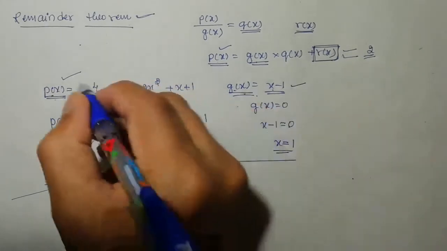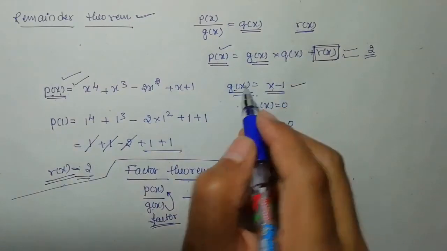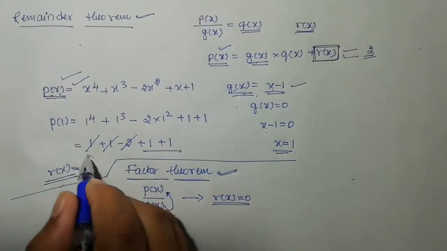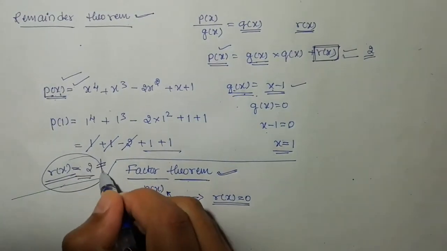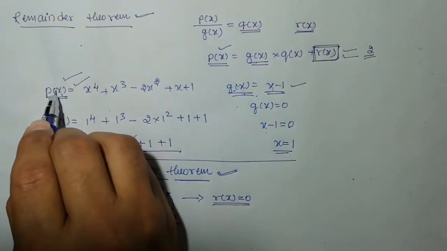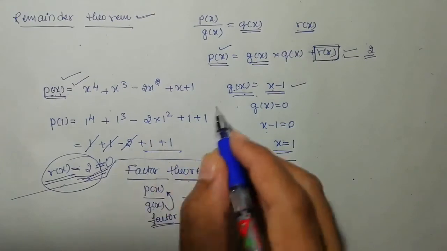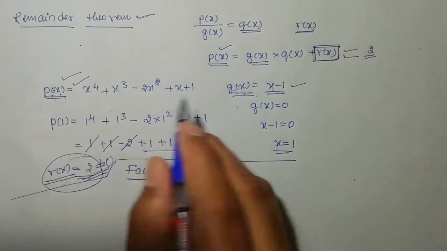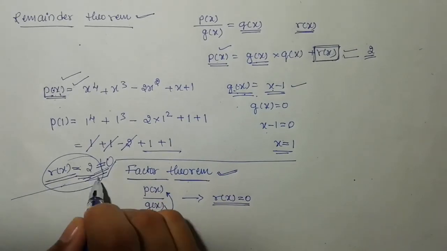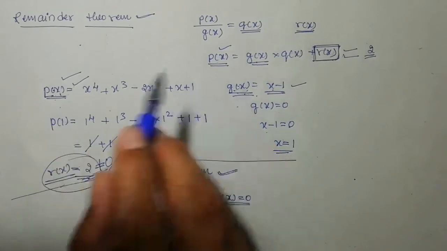For this question, p of x is the polynomial and g of x is the divisor. I'm going to divide p of x by g of x, and I have found the remainder is 2, which is non-zero. Remainder non-zero means g of x is not a factor of p of x. So just by verifying the remainder, we can decide whether g of x is a factor of p of x or not. I'm not going to divide here, but without division I find the remainder by the remainder theorem. If the remainder is 0, then g of x is a factor of p of x.